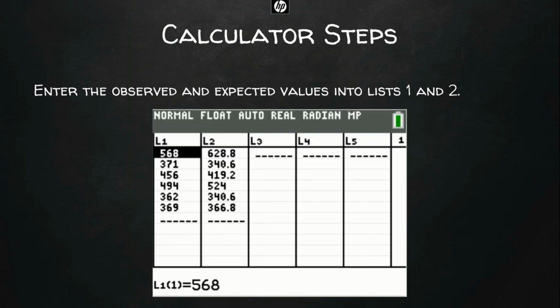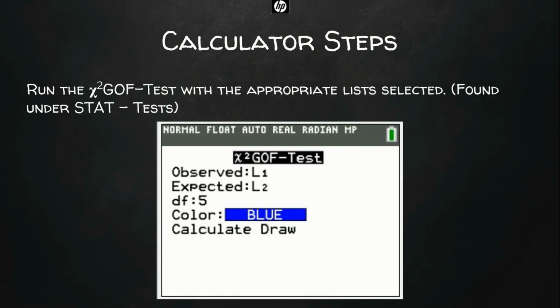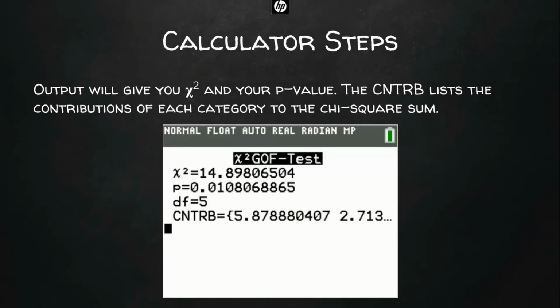When we calculate the chi-square test statistic, it can be a little bit daunting to do by hand. So fortunately, our calculator will do it for us. If we enter in our observed values into list 1 and the expected values into list 2, we can go to Stat, Tests, and find the chi-square GOF test. That GOF stands for goodness of fit. We indicate that our observed is in L1 and expected is in L2, and that we have a degrees of freedom of 5. Once we hit calculate, we get an output here that gives us both our chi-square test statistic and our p-value.